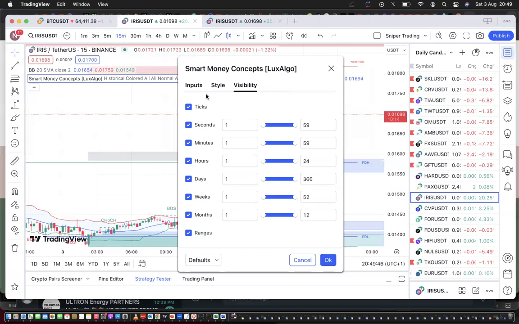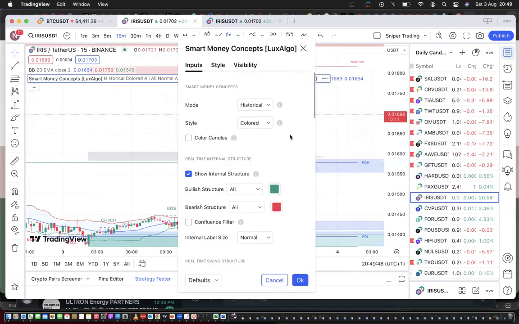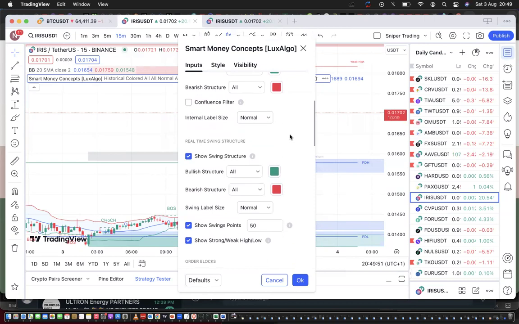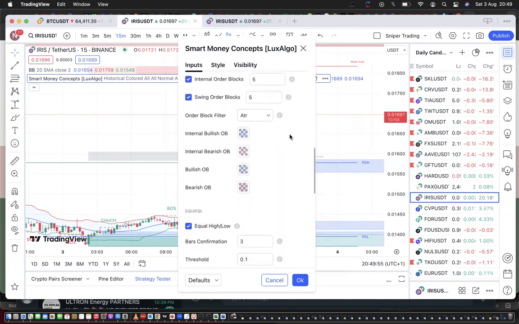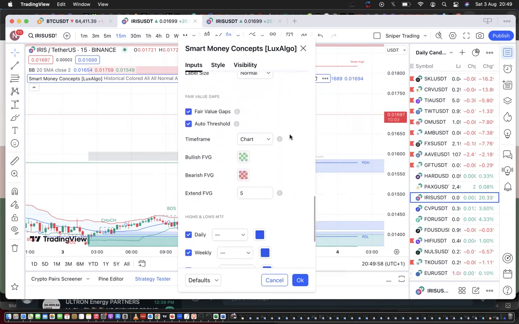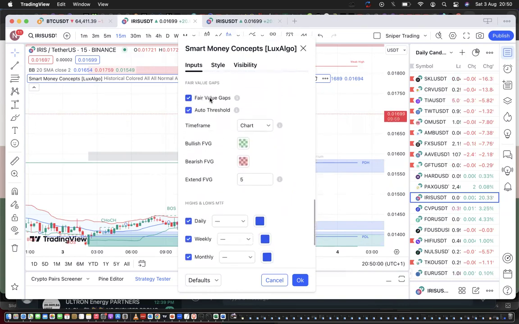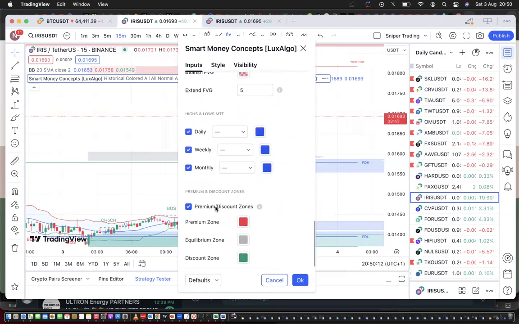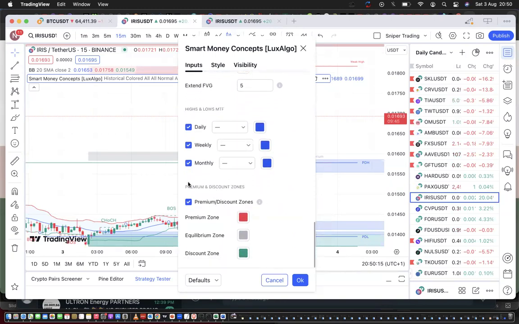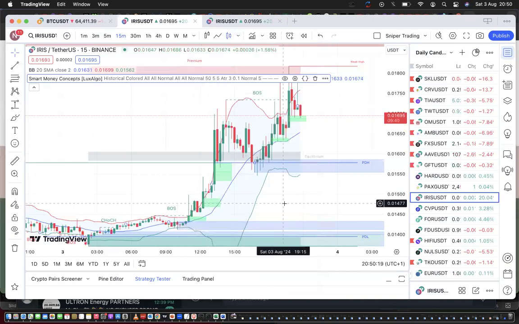I'm trying to call up this indicator. When you call it up, most of the stuff there you can accept as default, but I'm looking for the fair value gap component here. All right, so here it is. Here you have fair value gap, time frame, charts, extend. This is just the default. And remember, I've already taught us about the premium and discount zones earlier.